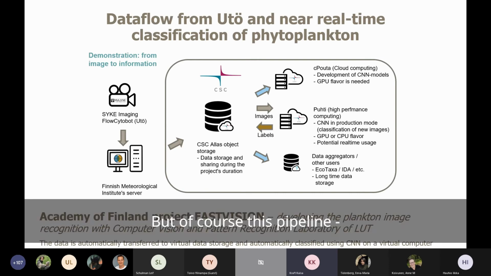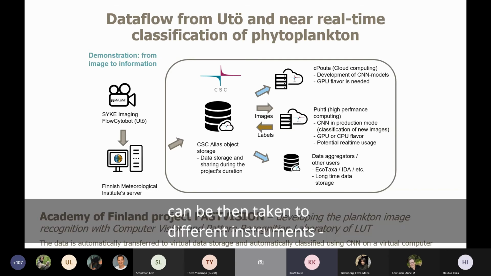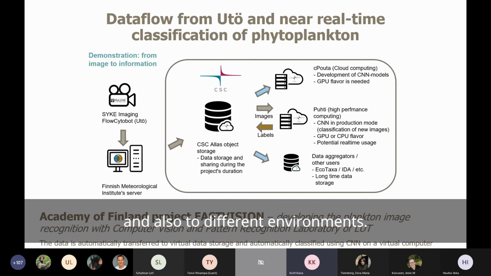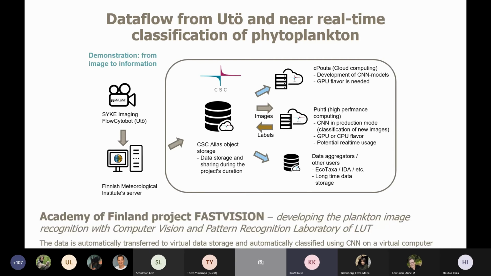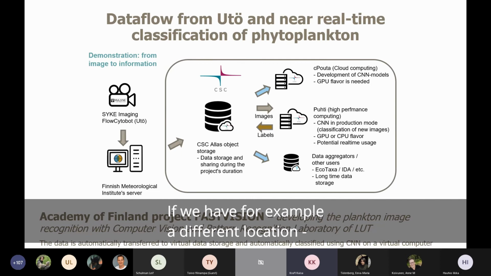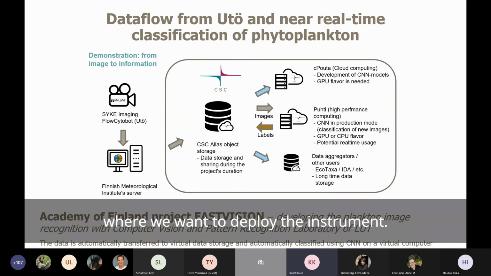But of course, this pipeline, or however you call it, can then be taken to different instruments and also to different environments, if we have, for example, a different location where we want to deploy the instrument.